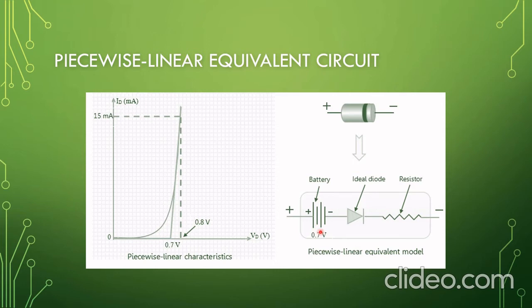The battery simply represents the horizontal offset of the characteristic that must exist to establish conduction, and this resistor value is 10 ohm. And this is the ideal diode. So this is the piecewise linear equivalent model, and this is the piecewise linear equivalent characteristics.